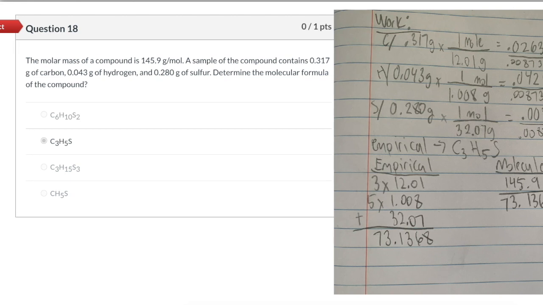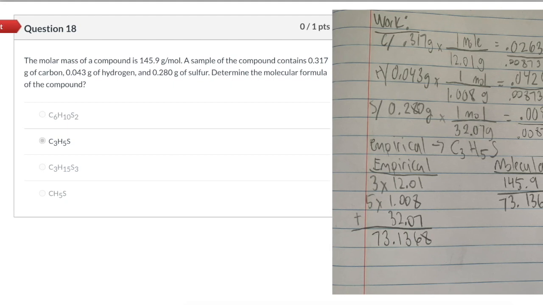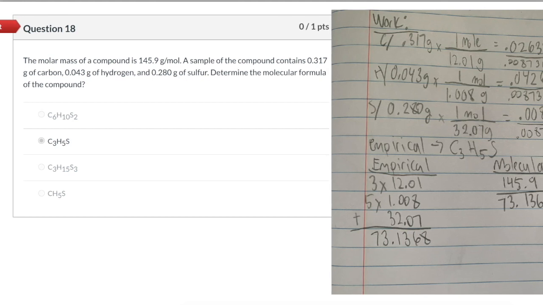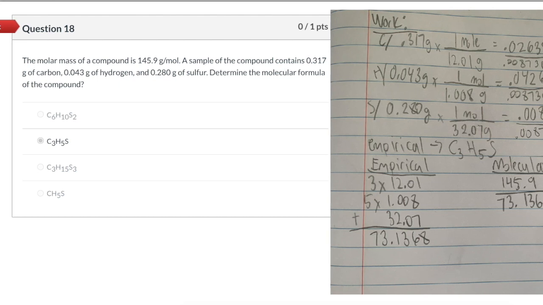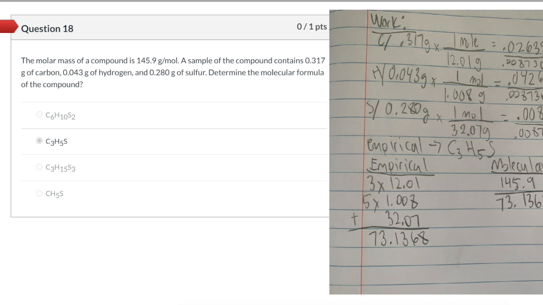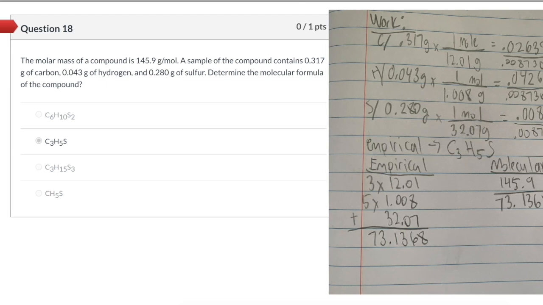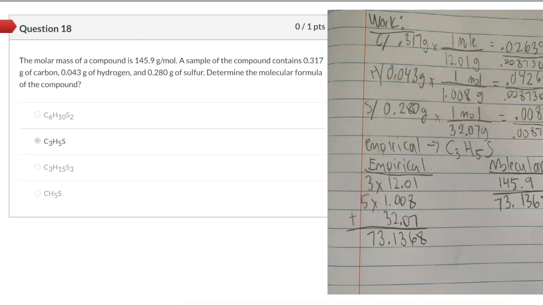So, a molecular formula is a formula giving the number of atoms of each of the elements present in one molecule of a specific compound. And in order for you to get the molecular formula, you first have to get the empirical formula. And then empirical formula is a chemical formula showing the simplest ratio of elements in a compound rather than the total number of atoms in the molecule.